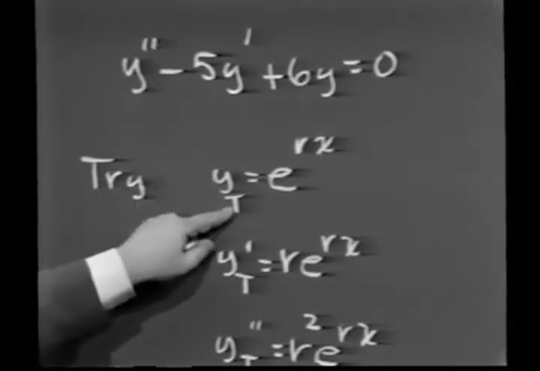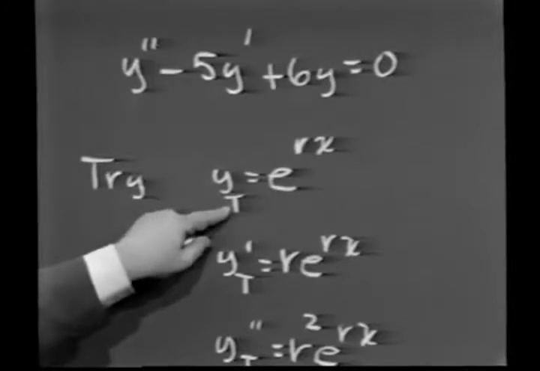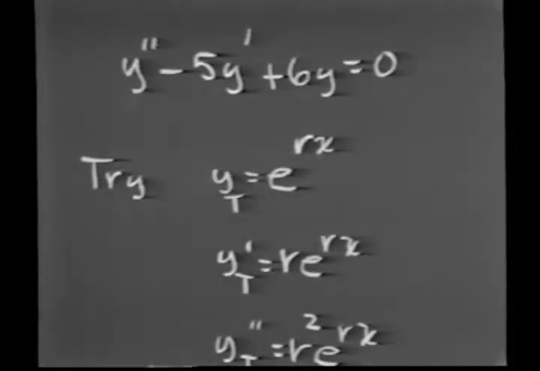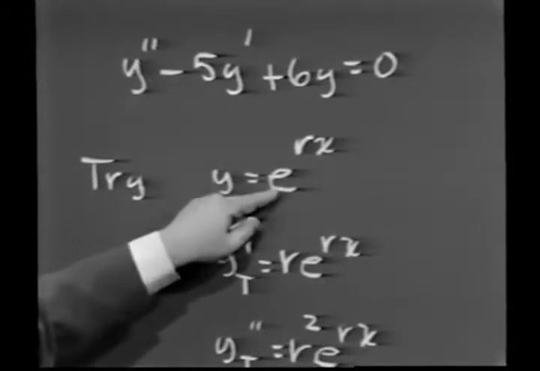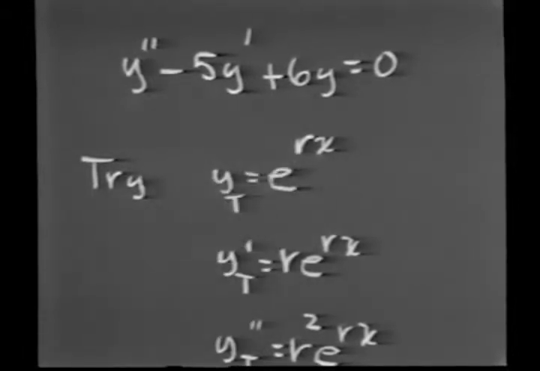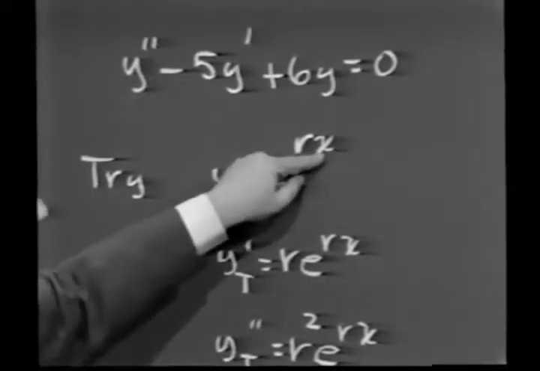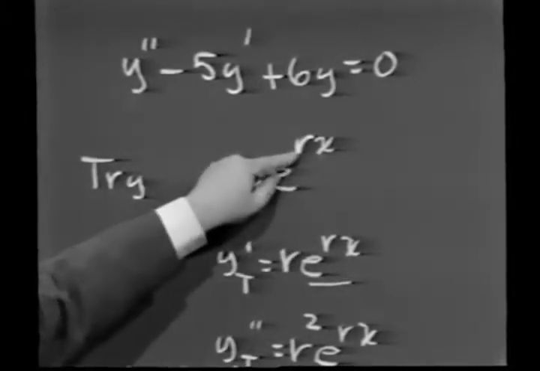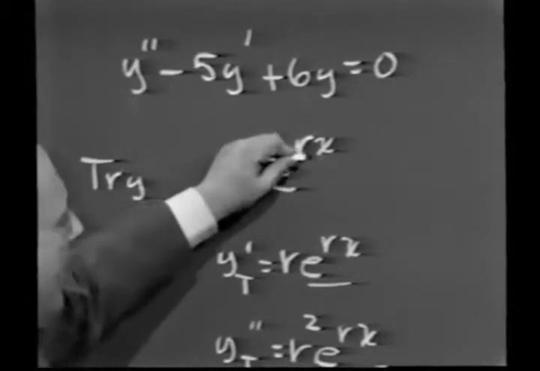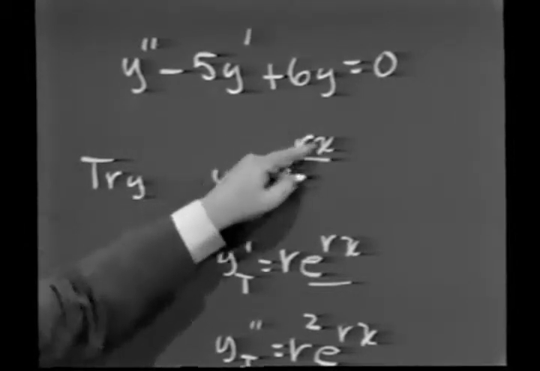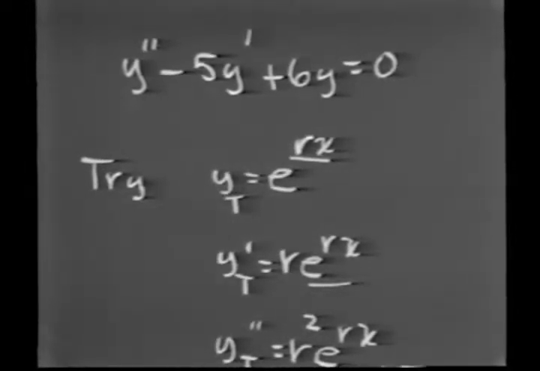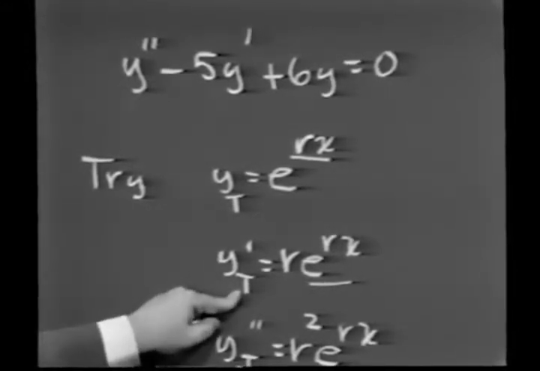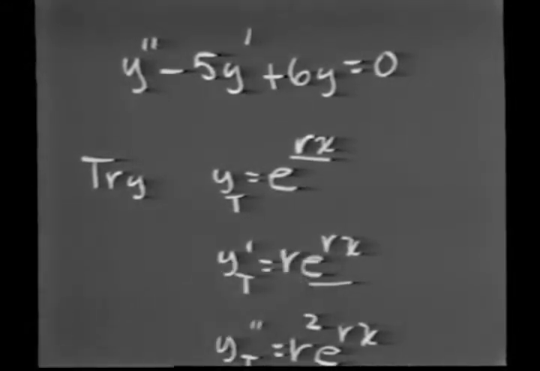As a trial solution, which I'll call y sub t, let's try e to the rx, where r happens to be a constant. The whole idea is, if I differentiate e to the rx with respect to x, I get e to the rx back again, only with a factor of r, namely the derivative of my exponent in this case. r is a constant. The derivative of rx with respect to x is just r.